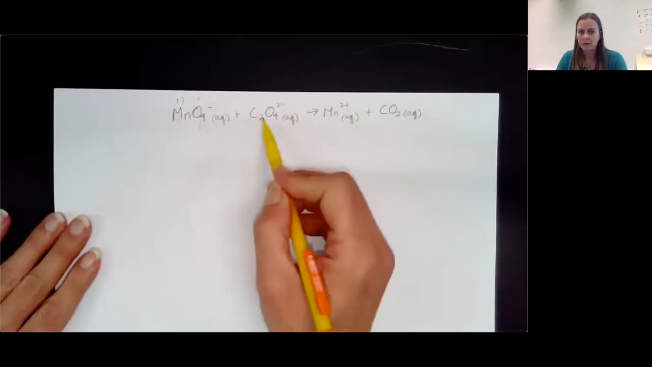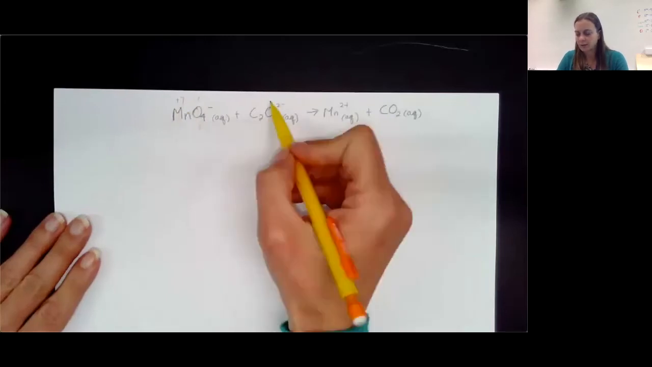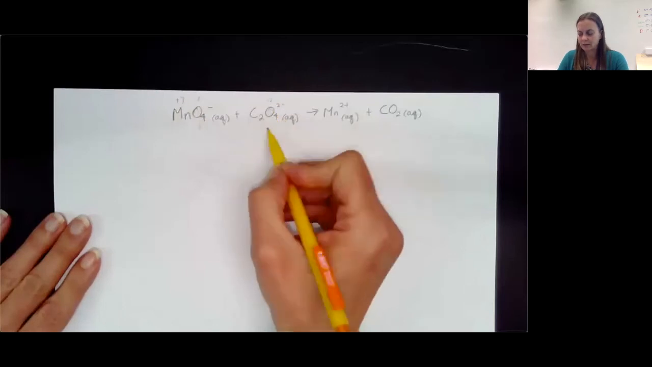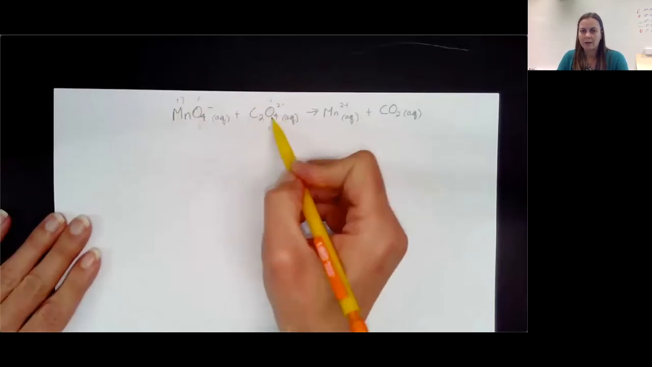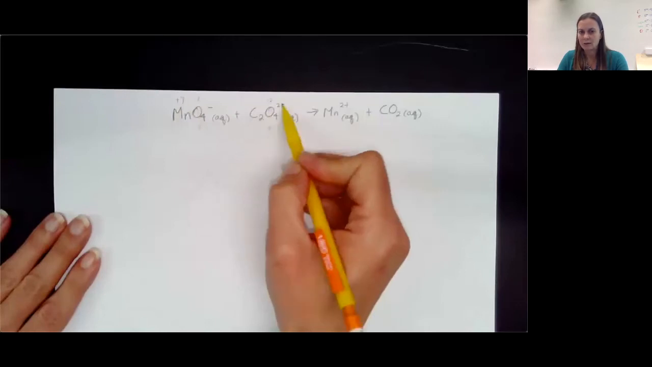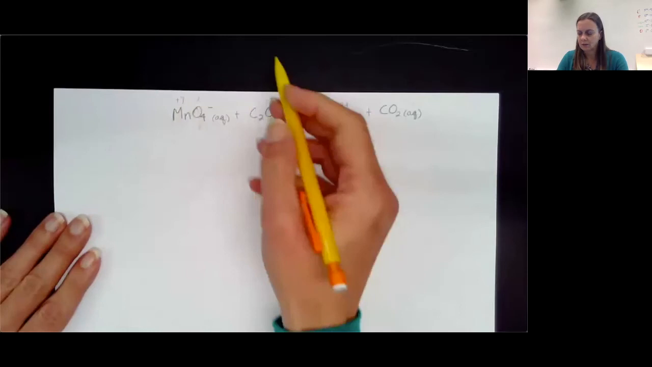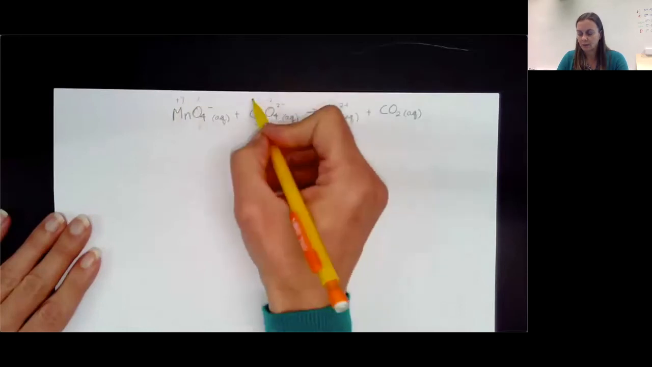We come over here to the oxalate ion. Again, we know that oxygen is -2. There are 4 of them. This must be a -8. -8 plus something gives me -2, so this must be a total of +6. So each of these must be +3.